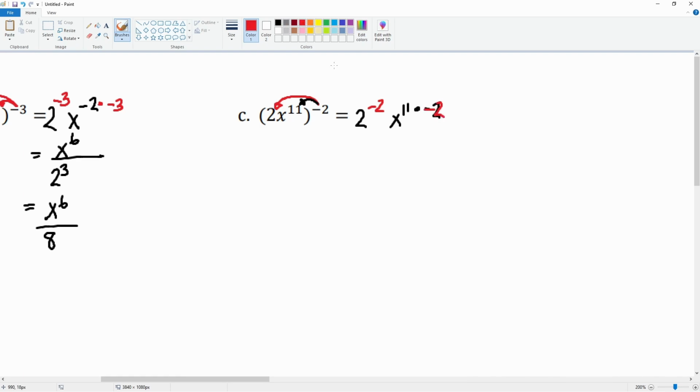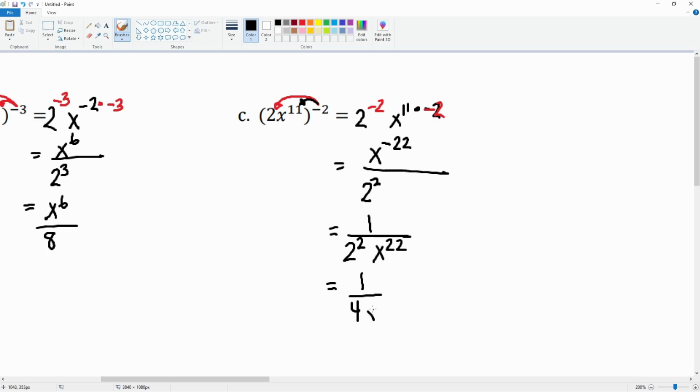Okay. So again, we do not like the negative exponent. So we're going to bring it down. So it becomes 2 to the 2. This becomes x to the negative 22, which is on top. Again, we don't like it on top, so we're going to bring it down. So there's a 2 to the second power on the bottom and an x to the 22 on the bottom. So this becomes 1 over 4x to the 22nd power. That would be its complete answer.